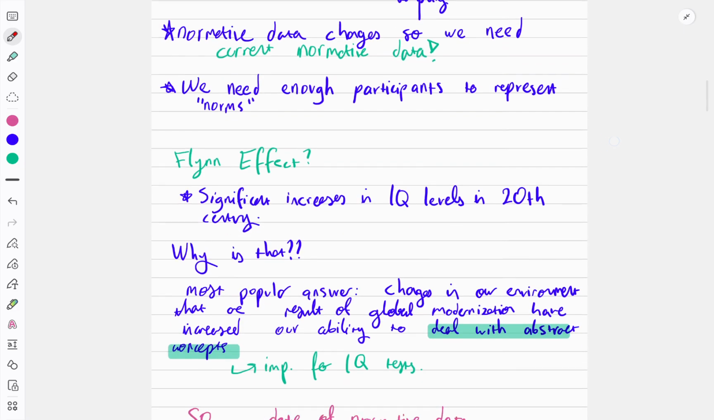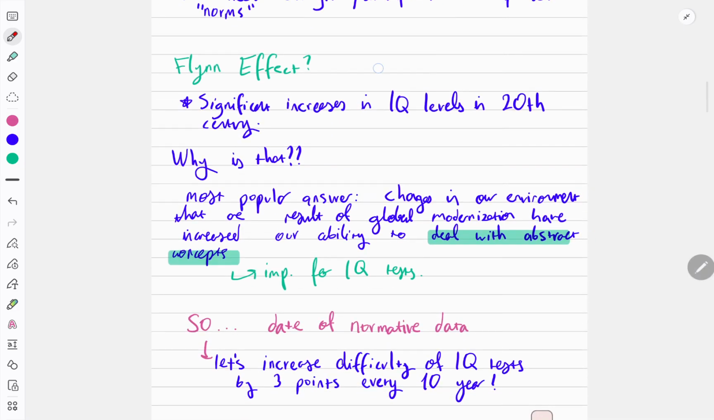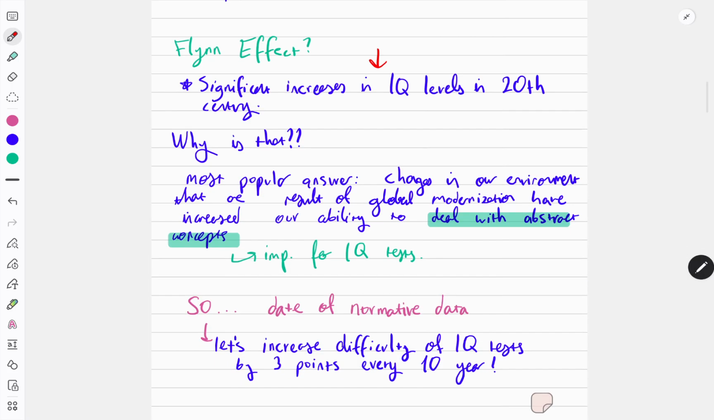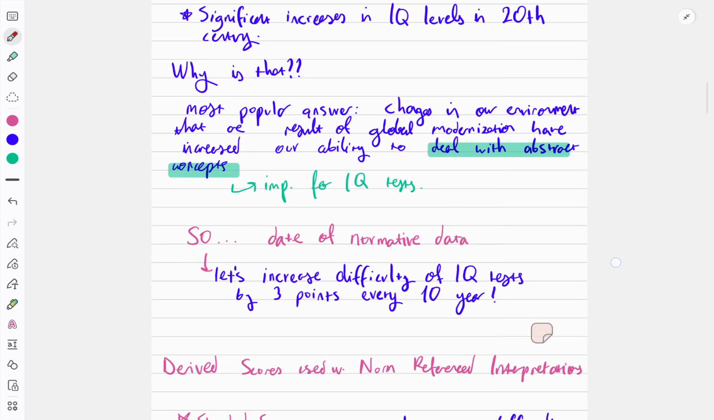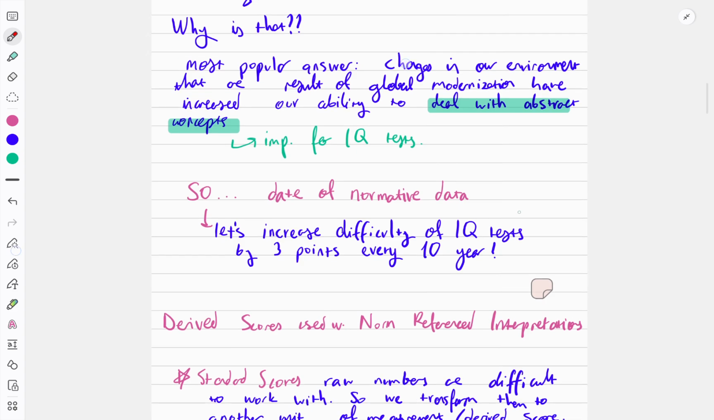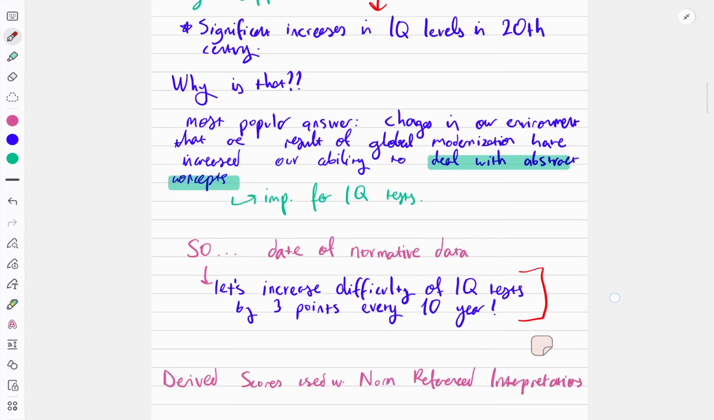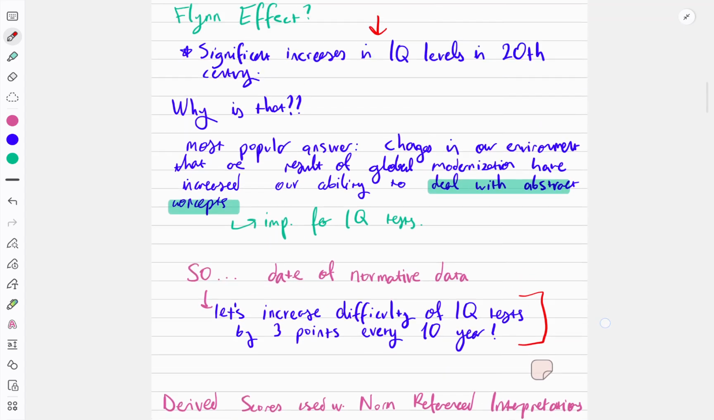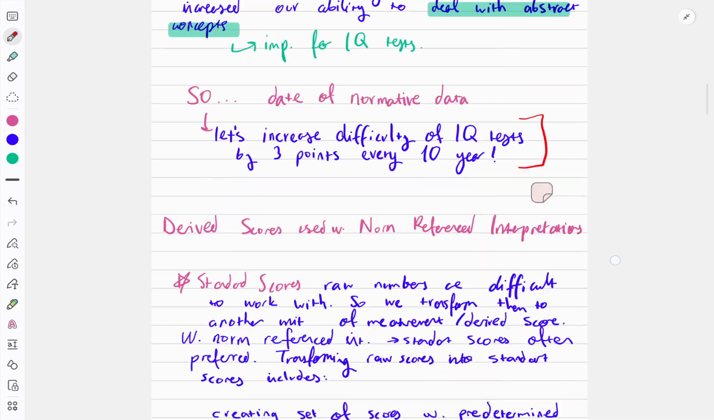So normative data changes, so we need current normative data. In terms of IQ tests, we saw a significant increase in the 20th century, so that everyone was getting higher and higher scores. So we need to control for that. We needed to control for it and get more difficult IQ tests, so that people will get lower scores, so that we can compare people's IQs more efficiently. So we need normative data that is current.